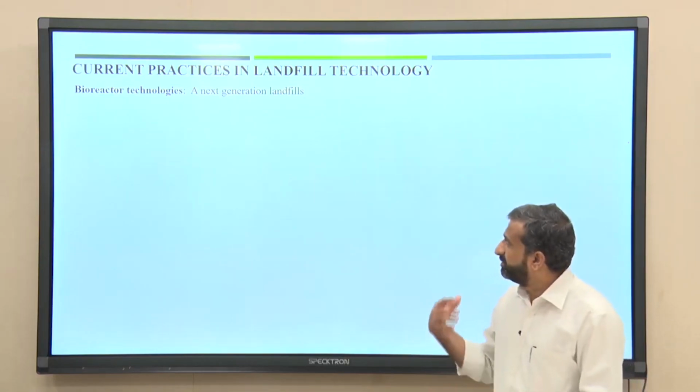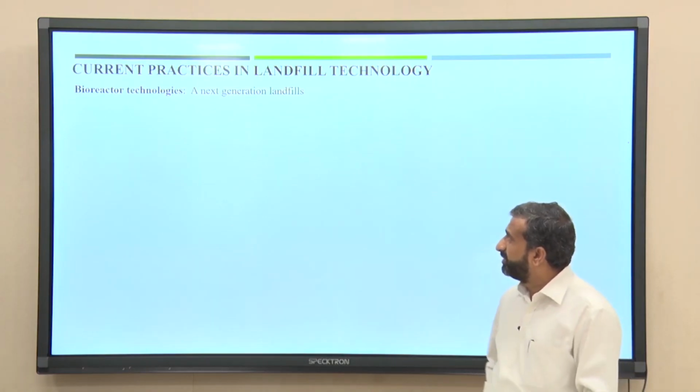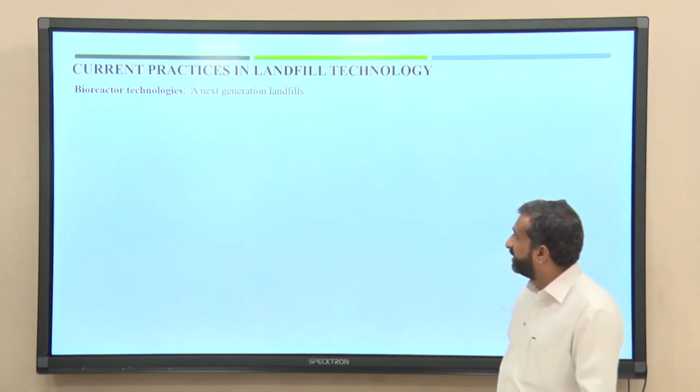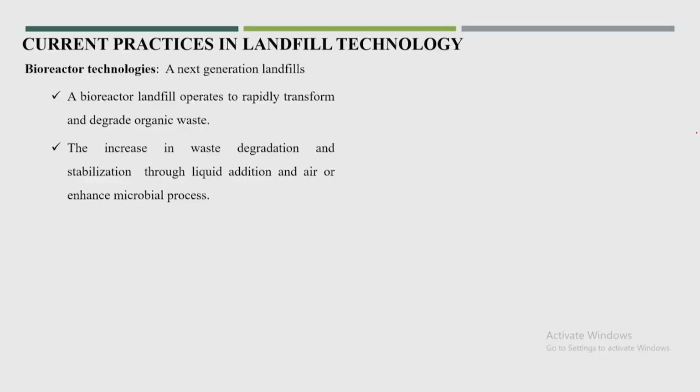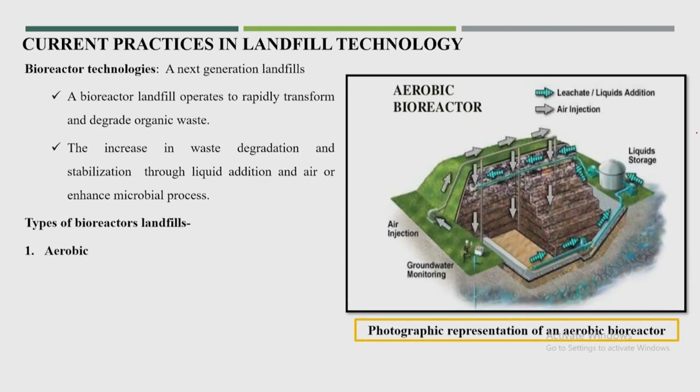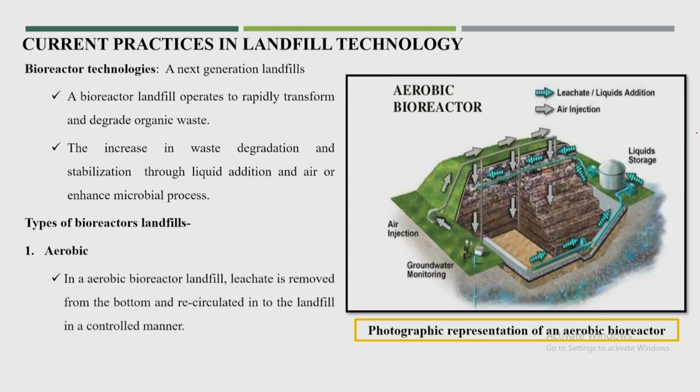So, they came up with a technology called bioreactor technologies. They call this the next generation landfill. A bioreactor landfill operates to rapidly transform and degrade organic matter, increasing waste degradation and stabilization through liquid addition and air, or enhanced microbial activity. There will be two types of bioreactor. They propose that one could be aerobic. In an aerobic reactor, the leachate is removed from the bottom and recirculated into the landfill in a controlled manner.